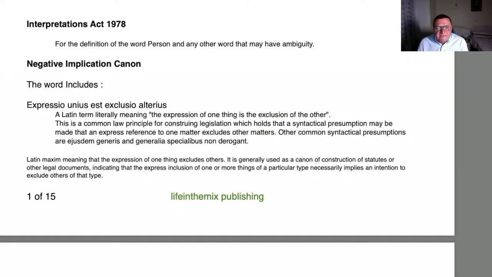So basically, it's a Latin maxim meaning that the expression of one thing excludes others. It is generally used as a canon of construction of statutes or other legal documents, indicating that the express inclusion of one or more things of a particular type necessarily implies an intention to exclude others of that type. So it's important that you actually really do.